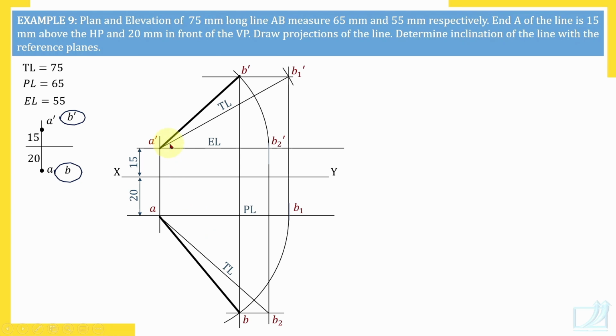Now we should insert all dimensions. If any dimension is asked, we'll measure it in our diagram. So let's insert the dimensions. TL 75. This angle is theta, you are asked to find out. And this angle is phi here, you are asked to find out. A dash B1 dash, true length front view gives inclination with HP, and true length top view, that is AB2, gives inclination with VP.